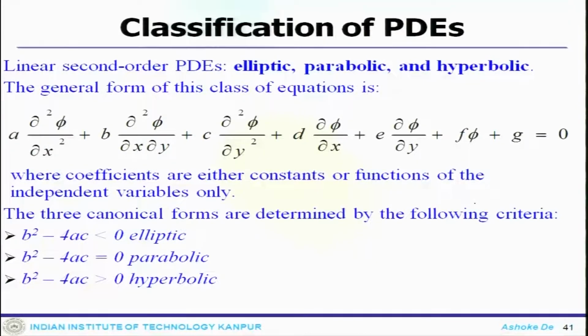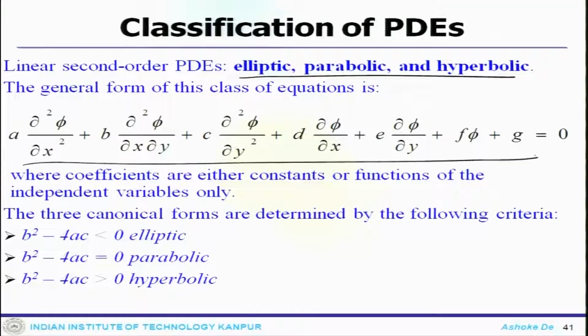Now if you look at the linear second order PDE, it can be classified into three categories: elliptic, parabolic, or hyperbolic in nature. As I said, this is a general form of the equation where the coefficients a, b, c are either constants or functions of the independent variables. Then looking at the discriminant b square minus 4ac, one can say whether the equation is elliptic, then this has to be less than 0. If it is 0, then this is parabolic. If b square minus 4ac is greater than 0, this is hyperbolic in nature.